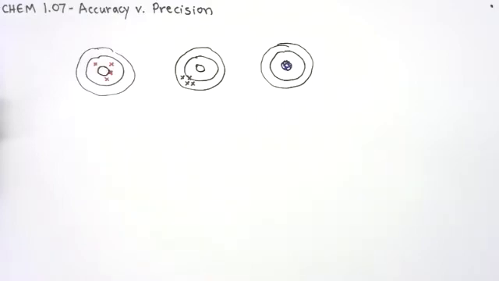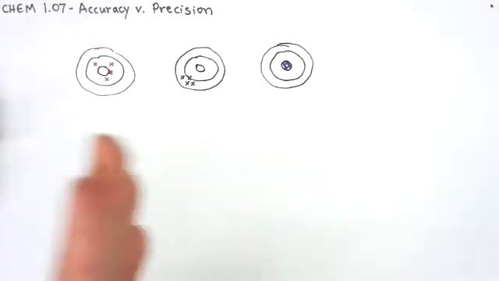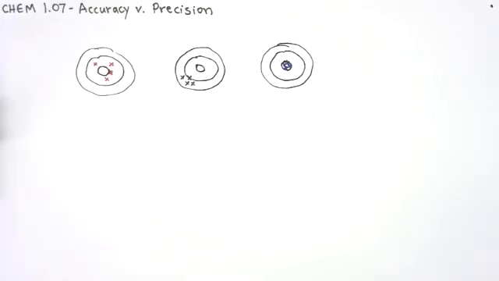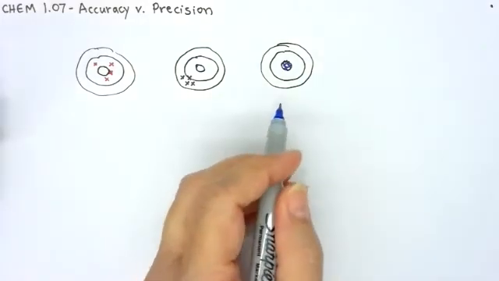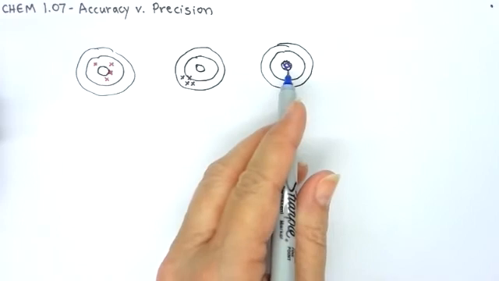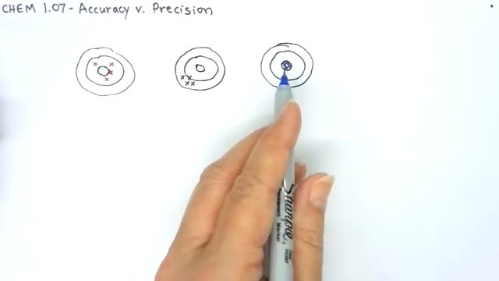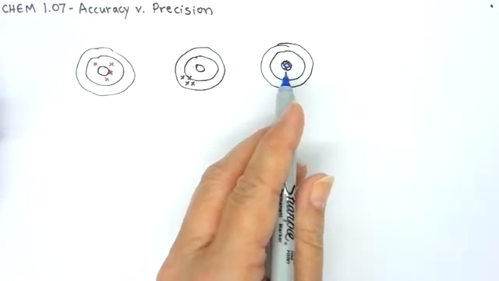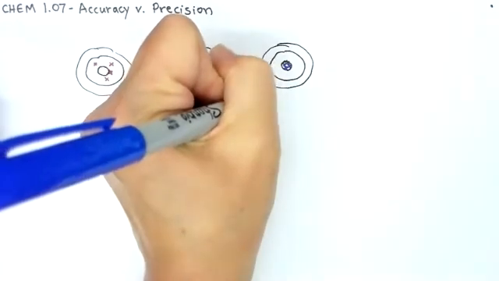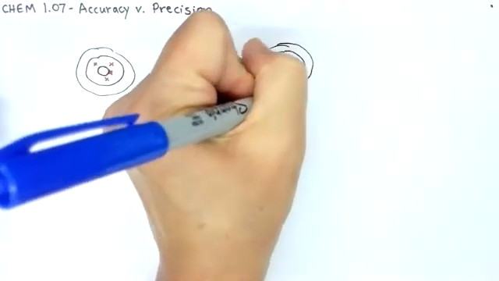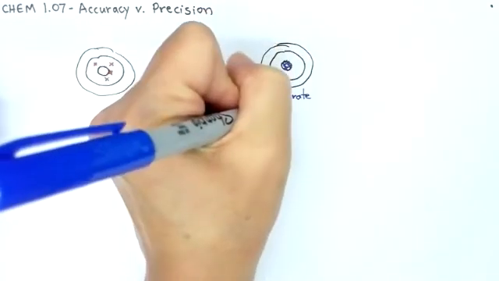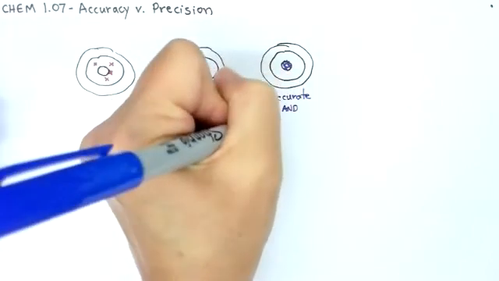Let's start at this end and work backwards. For this flight of arrows, I hit the bullseye right in the center all 4 times. And all of my shots were close together. So this flight of arrows would be accurate and precise.